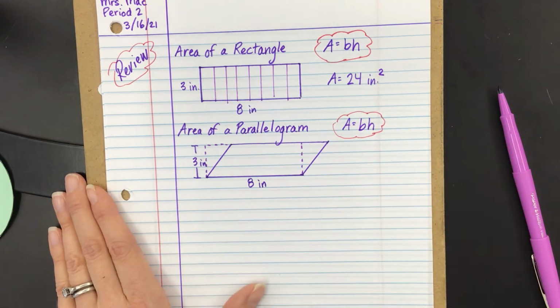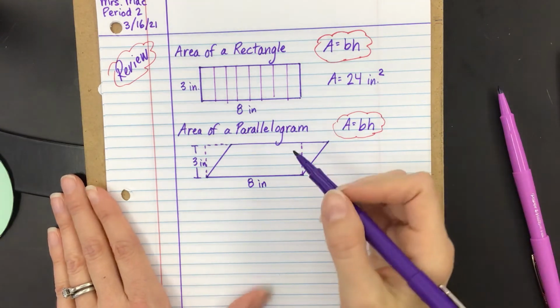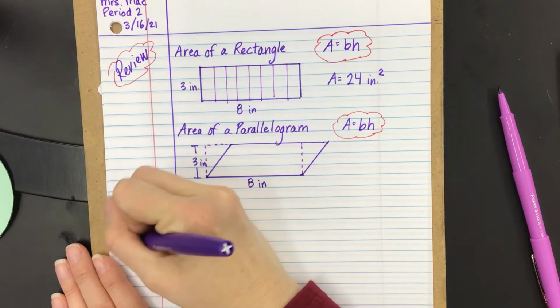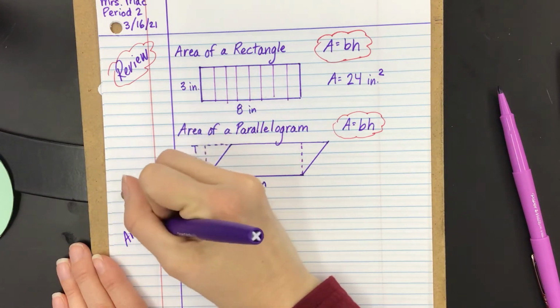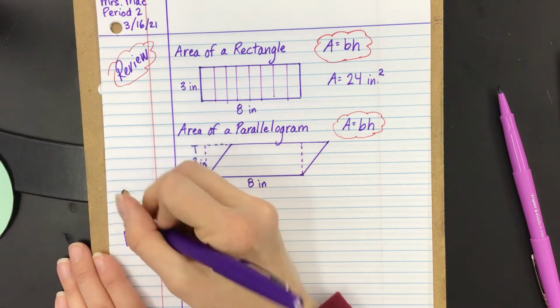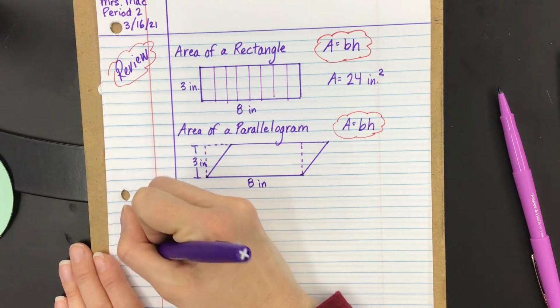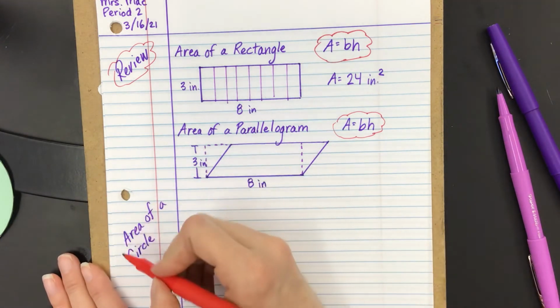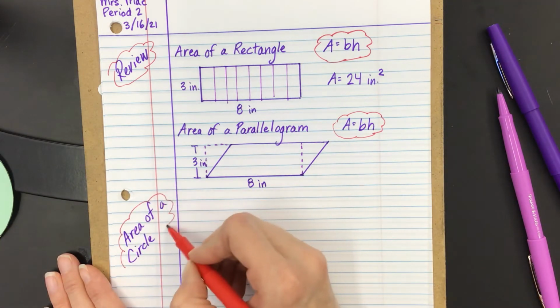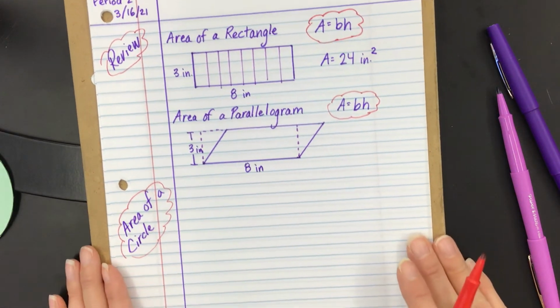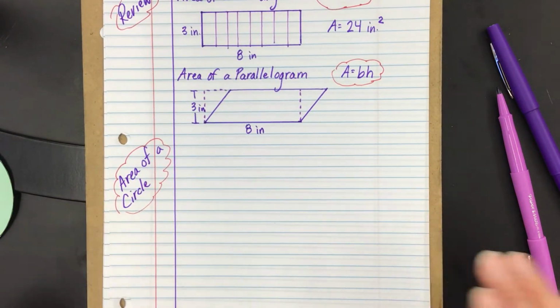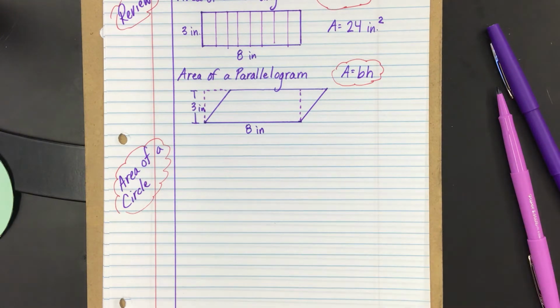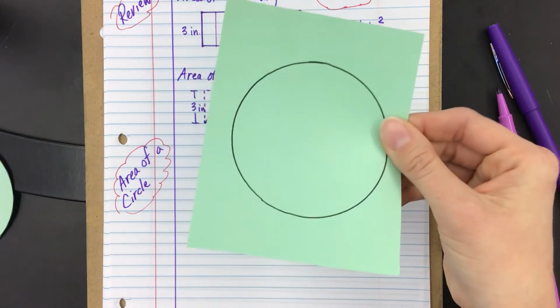Following me so far? Yes, hopefully? Okay. Now we're going to talk about the area of a circle. And you may be saying, Miss Mack, a circle is nothing like a rectangle or a parallelogram, and I would wholeheartedly agree. Okay. So we're going to have to do some stuff to our circle here. Okay. What I need you to do now is cut out your circle, because we're going to use this.